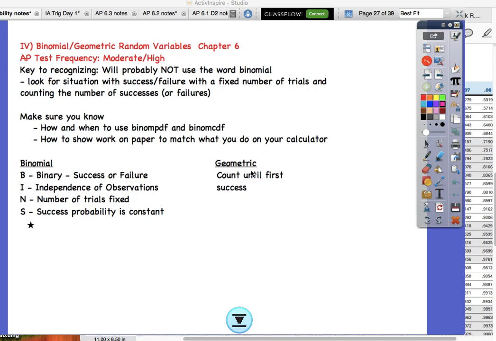Okay, and here is the last topic on probability. Binomial and geometric probability. Now, binomial is something that we did cover in class. Geometric was something that we did not cover yet in class.